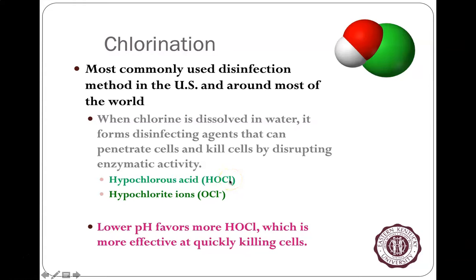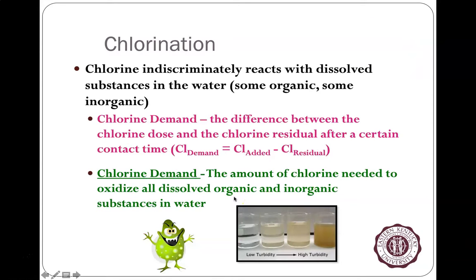As we become more acidic, we'll form more of these than these. And if we had a pH of like 0, this would be all we're getting. But usually water is in a range of 6.5 to 8.5, so we get a lot of these. And those really just affect your chlorine demand. They affect the amount of chlorine you need to use.